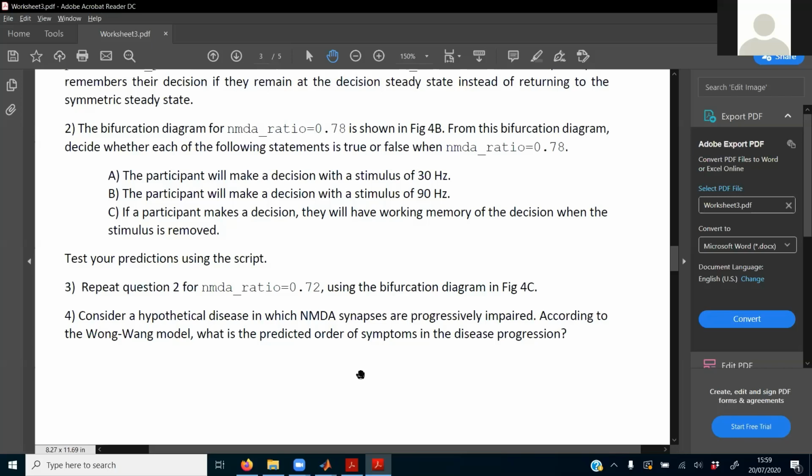So we expect working memory to be eventually wiped out and decision making to be impaired. And then at even later stages, NMDA ratio of 0.72, we expect decision making to be completely lost. By that point, all decision making is gone completely. So that's the predicted order of symptoms: impaired decision making, lost working memory, and finally completely lost decision making.